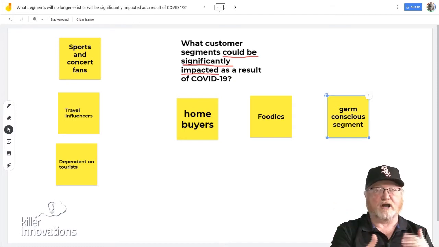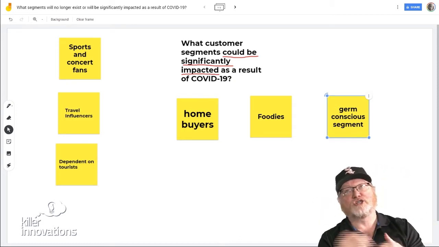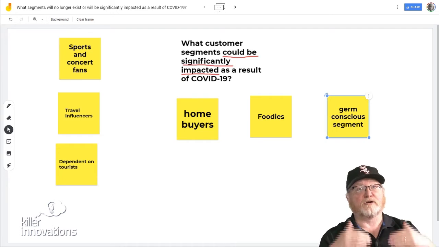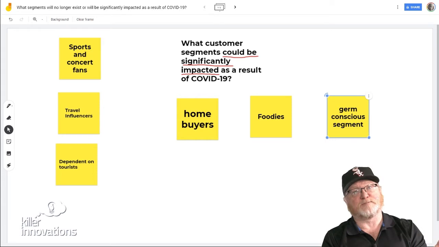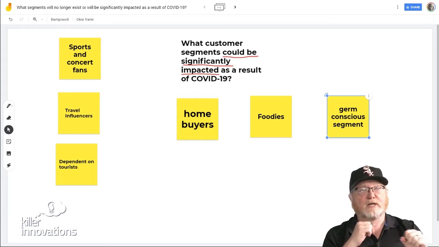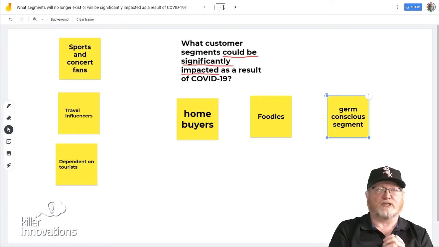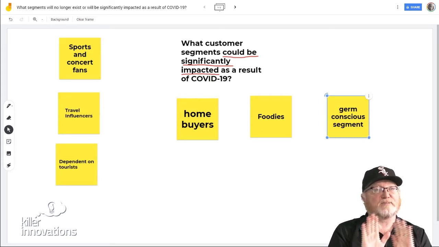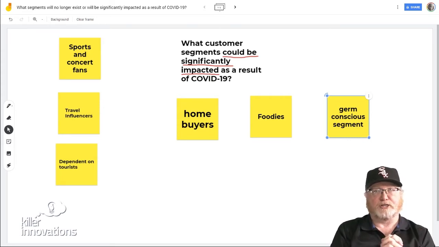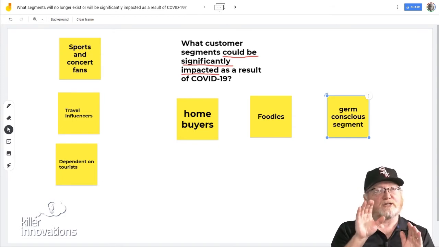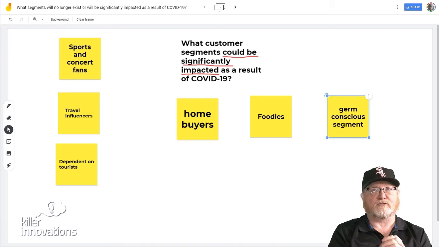And what kinds of products and services could you contribute to those that are becoming much more germ conscious? Hand washing is becoming much more important. The social norm of shaking hands or hugging or putting a kiss on each cheek in some countries, I don't think it's going to return anytime soon. People are going to be somewhat suspicious. So I think this whole issue, the germ conscious segment, is going through a radical change.